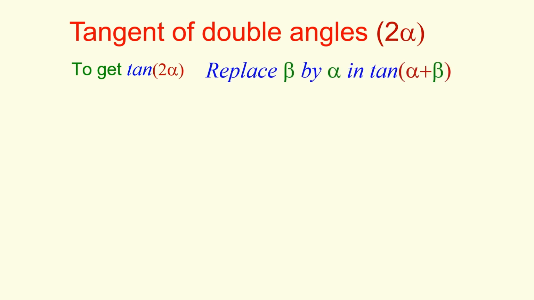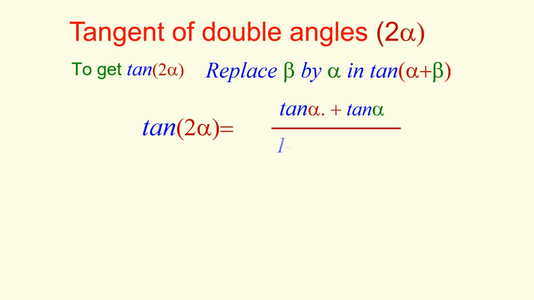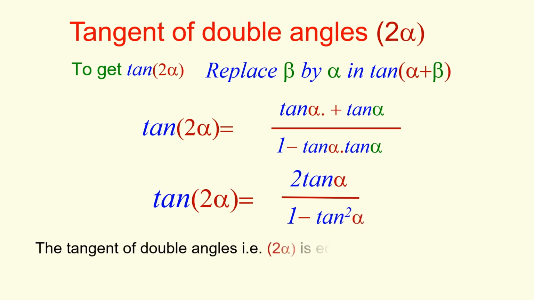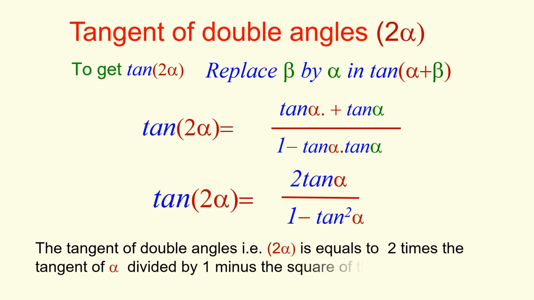Tangent of double angle 2 alpha. To get tan 2 alpha, replace beta by alpha in tan of alpha plus beta. Therefore, we get tan 2 alpha equals 2 times tan alpha divided by 1 minus tan squared alpha. The tangent of double angle, i.e. 2 alpha, is equal to 2 times the tangent of alpha divided by 1 minus the square of the tangent of alpha.